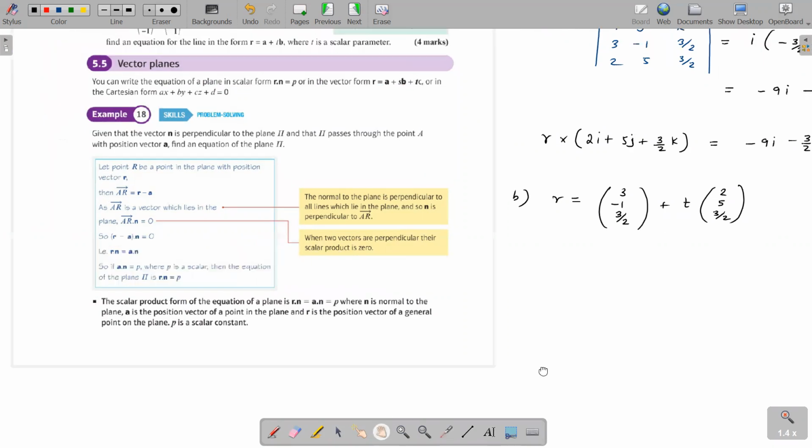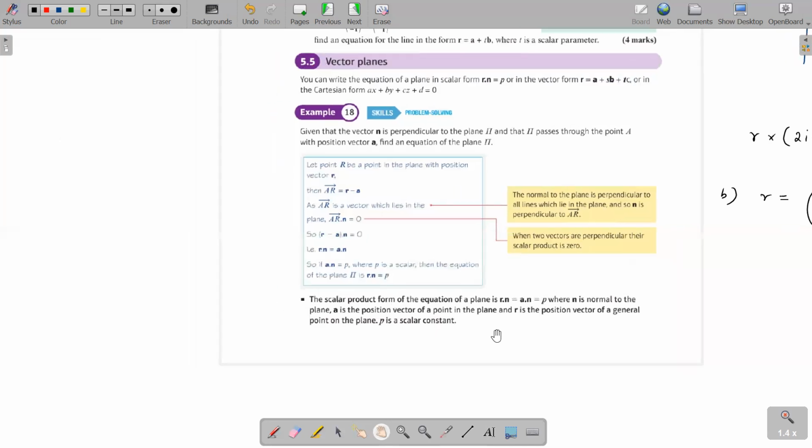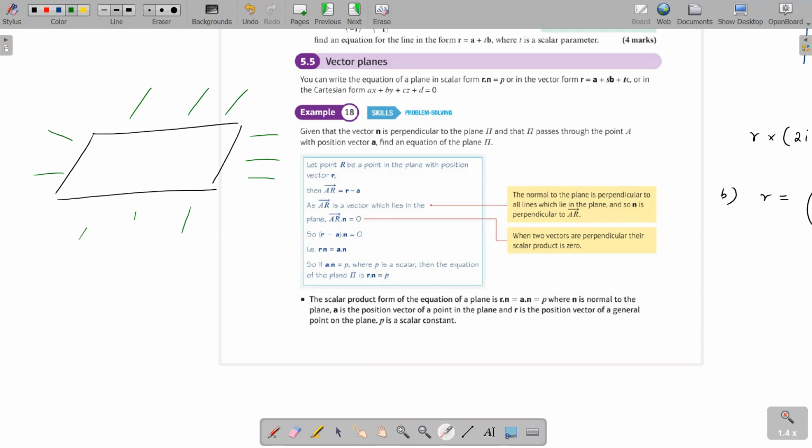So first of all, what does a vector plane look like? A vector plane is basically like a 2D plane, like a paper. It spreads out. Now the first thing we are going to do is learn how to find the scalar form of the vector plane.